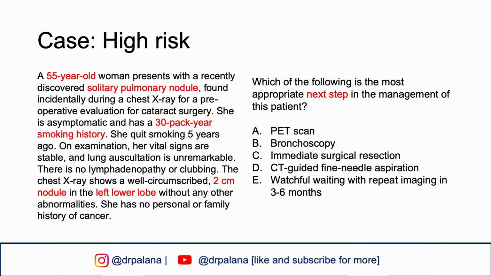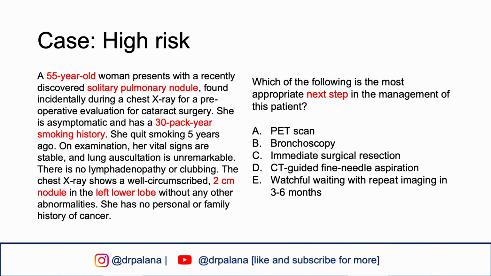The chest x-ray shows a well-circumscribed 2-centimeter nodule in the left lower lobe without any other abnormalities. She has no personal or family history of cancer. Which of the following is the most appropriate next step in the management of this patient? PET scan, bronchoscopy, immediate surgical resection, CT-guided fine needle aspiration, or watchful waiting with repeat imaging in 3 to 6 months? The answer is D, CT-guided fine needle aspiration.